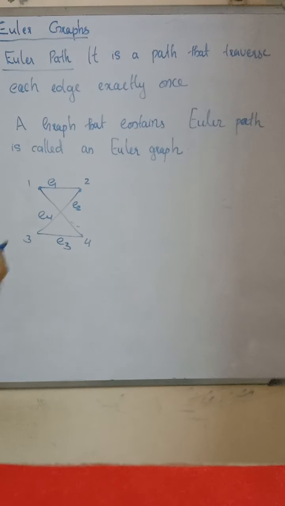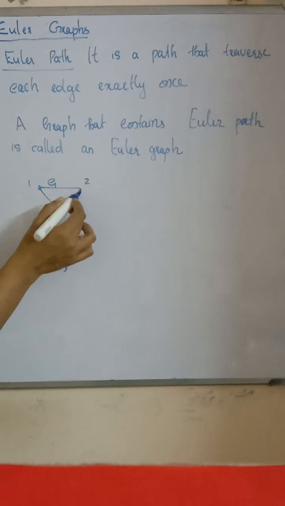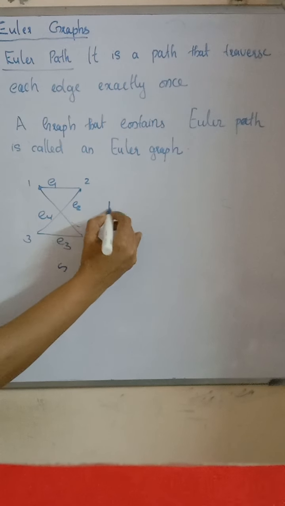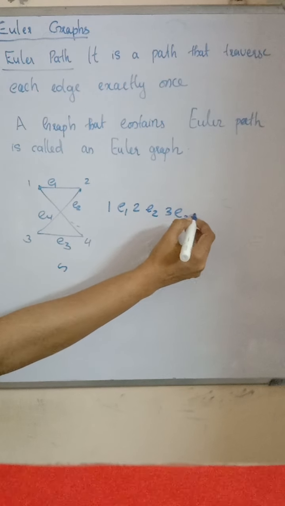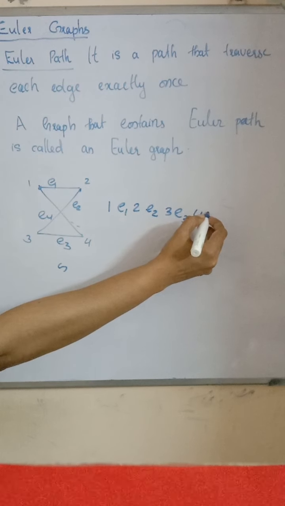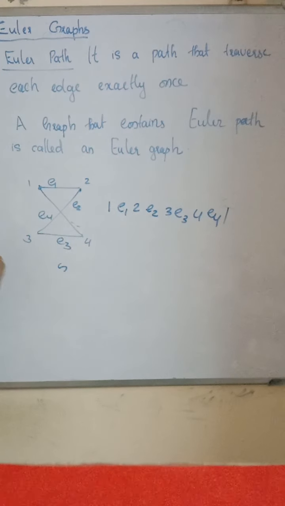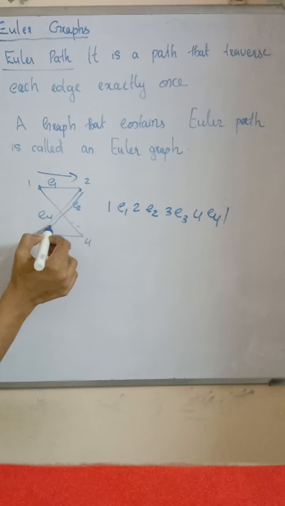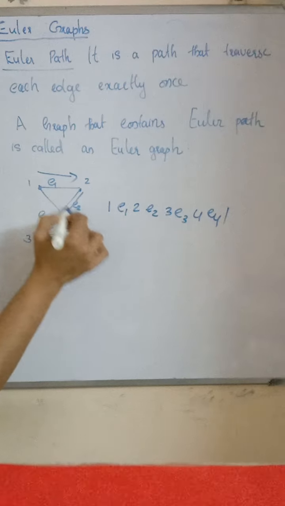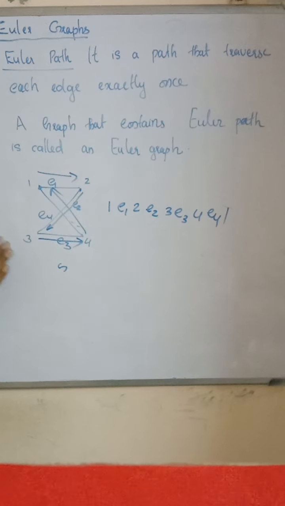For example, in this graph G, we have 4 vertices 1, 2, 3, 4 and 4 edges E1, E2, E3, E4. A path is defined as 1, E1, 2, E2, 3, E3, 4, E4, 1. So we start from 1, E1, 2, E2, then E3, then E4. So this path contains all the edges of this graph.